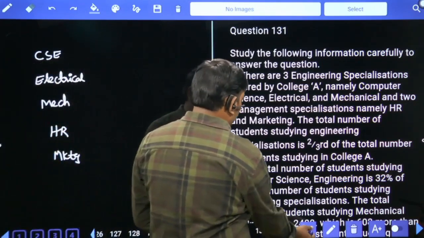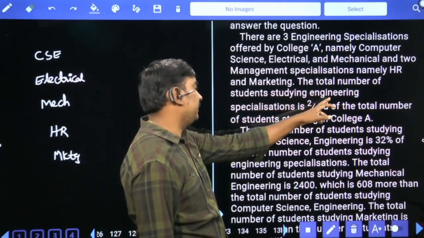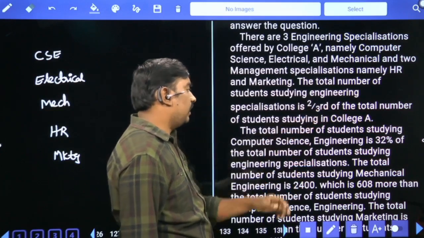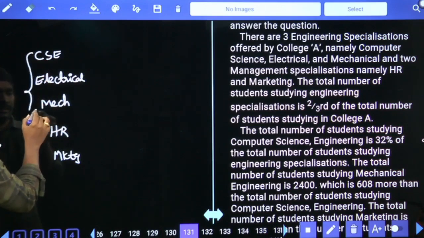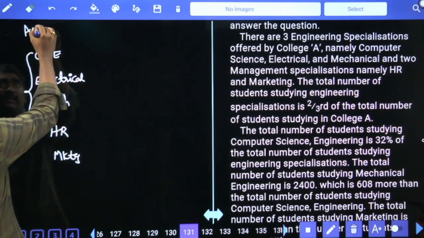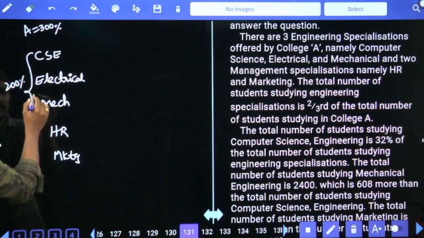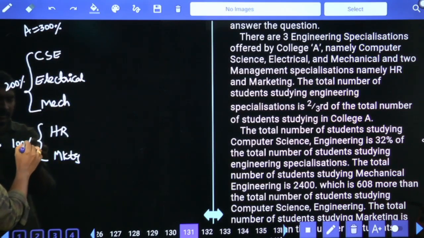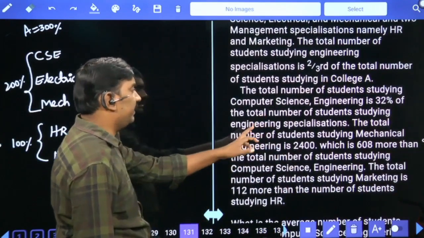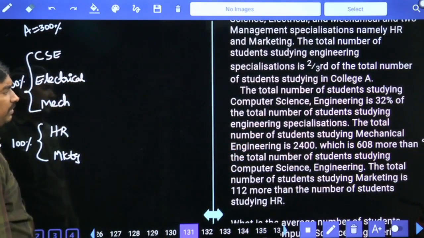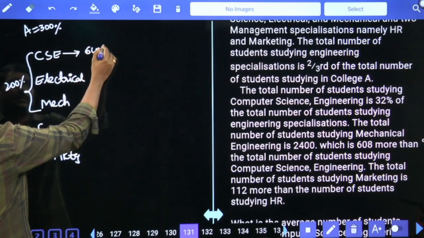Next, total number of students studying engineering specializations is 2/3 of the total number of students studying in college A. Engineering means these three streams. So let's imagine college A 300%. In this 2/3 means this is 200%, and these two together are 100%. Total number of students studying computer science engineering is 32% of the total number of students studying engineering specializations. 32% of 200, 64%.